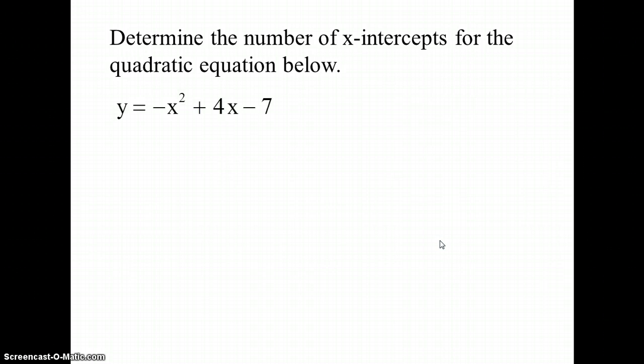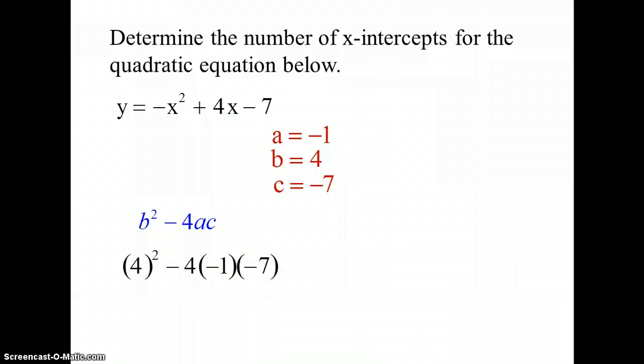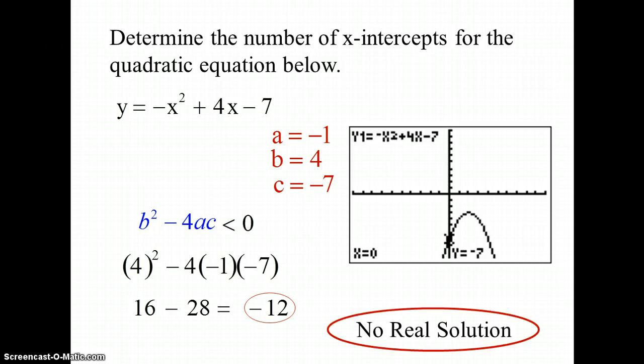The second example, y equals negative x squared plus 4x minus 7. Again, identify your a, b, and c, the coefficients of your x squared and your x and your constant. Substitute those values into the discriminant, and then simplify. So 16 minus 28 equals negative 12. In this case, the discriminant is less than 0, and so there are no real solutions. So here's an example of that parabola where it does not intersect the x-axis whatsoever.